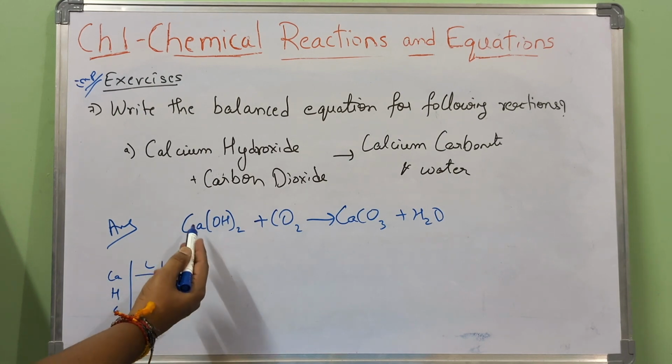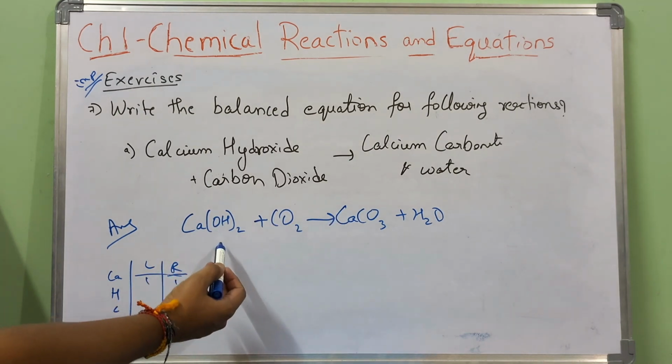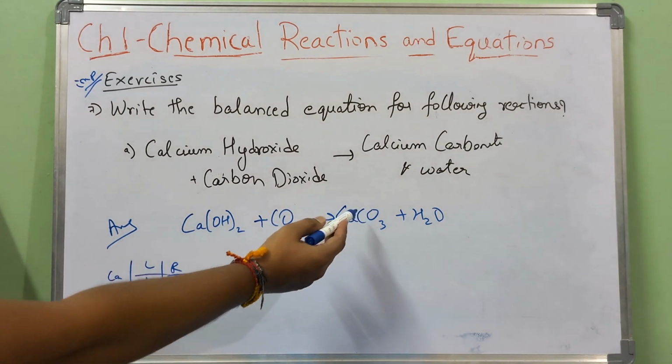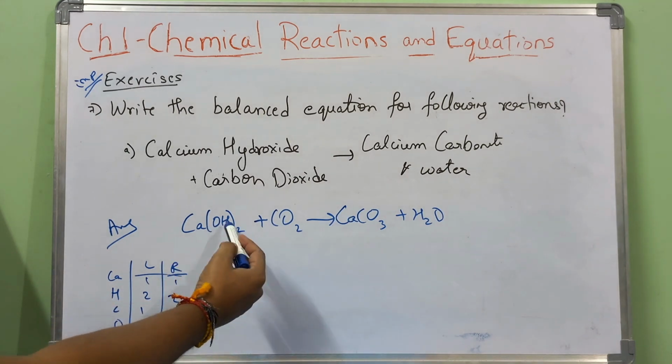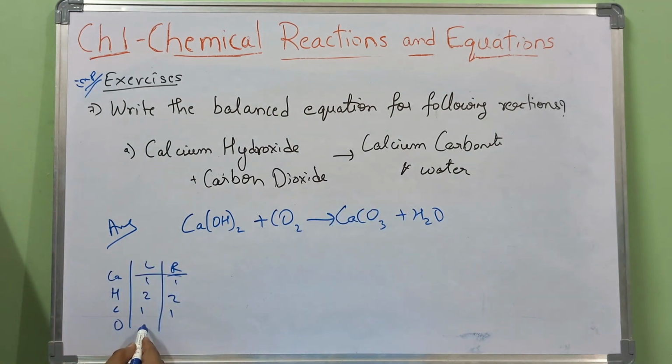Let's see how many calciums are present on the left and right. It is 1 and 1. Hydrogen, here it is 2, there also it is 2. Carbon, here it is 1, here also it is 1. Whereas oxygen, it is 2 and 2 plus 2, that is 4, and here 3 plus 1, that is also 4. So all the elements on the left side and right side are the same. So it is a balanced chemical equation. There is nothing to change.